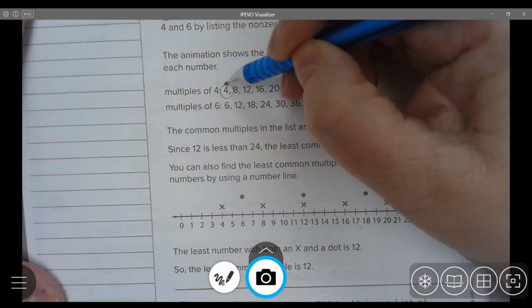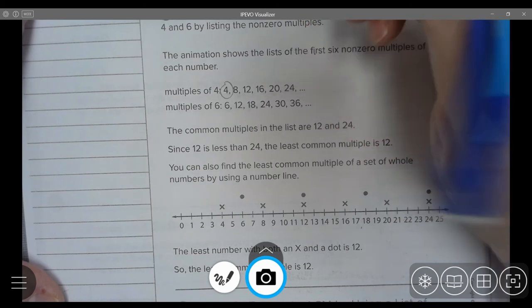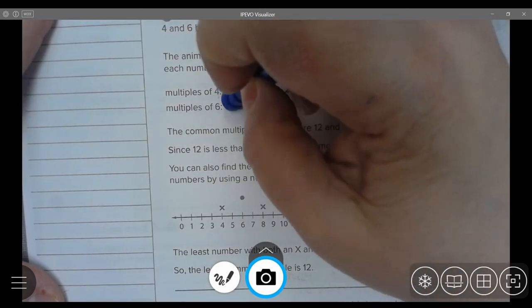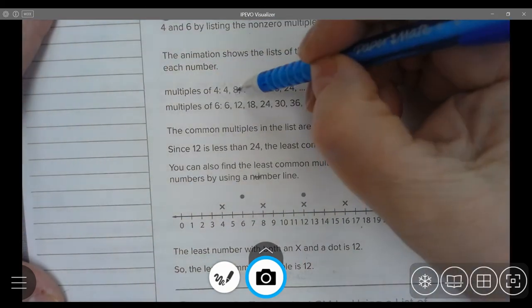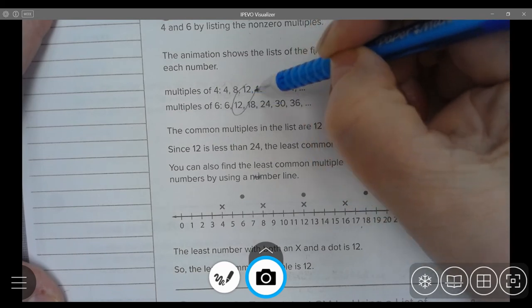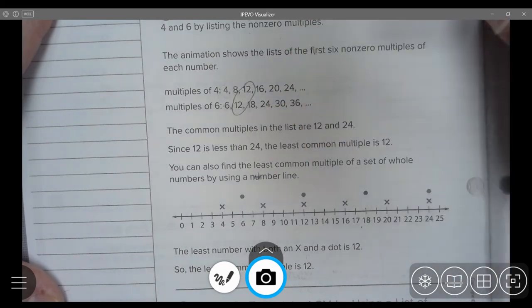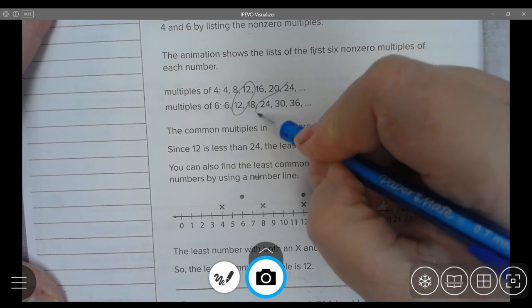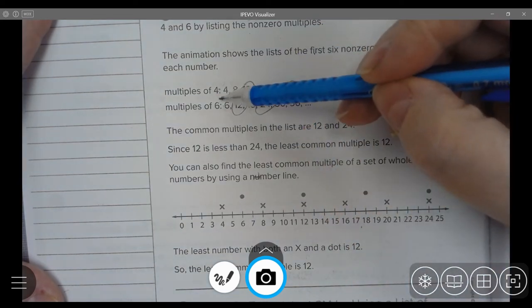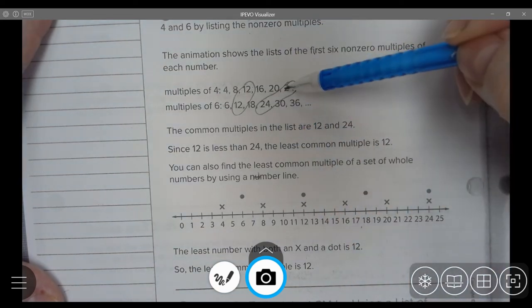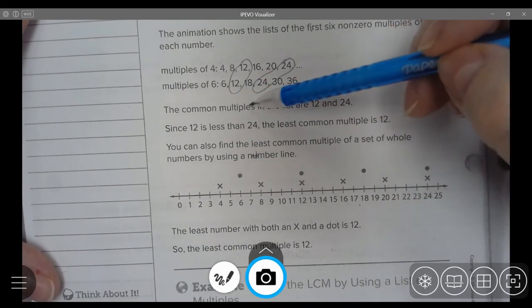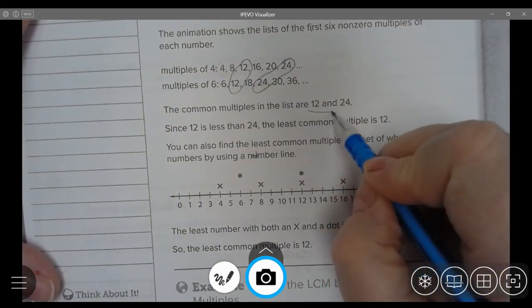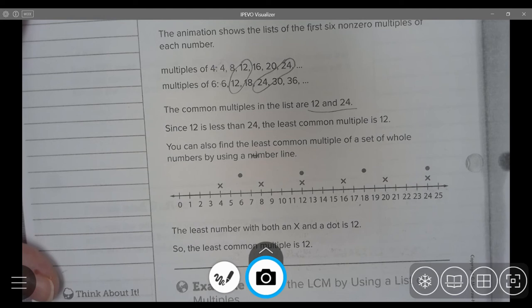I'm sorry, I don't need the 4 there. Let me erase that. So 12 shows up in the 4 list and 6 list, and 24 shows up in the 4 list and 6 list. So the common multiples would be 12 and 24.